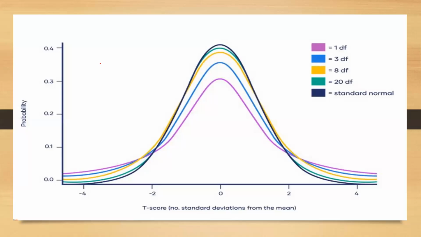Another thing is the sample size. If the sample size is 30 or less, that's your t-test. If it's greater, you use your z-test. But more importantly is the population standard deviation. This black line is your z limit. That's your z-test, your z distribution. We call it z distribution.